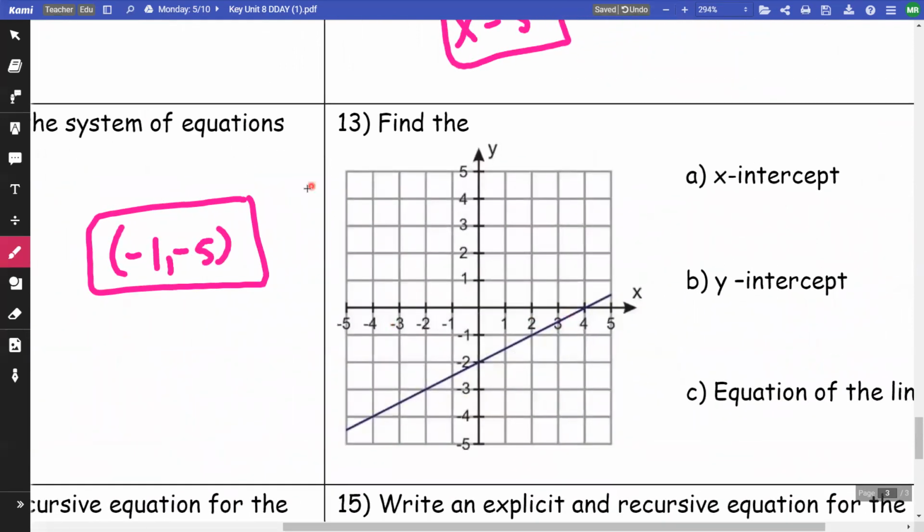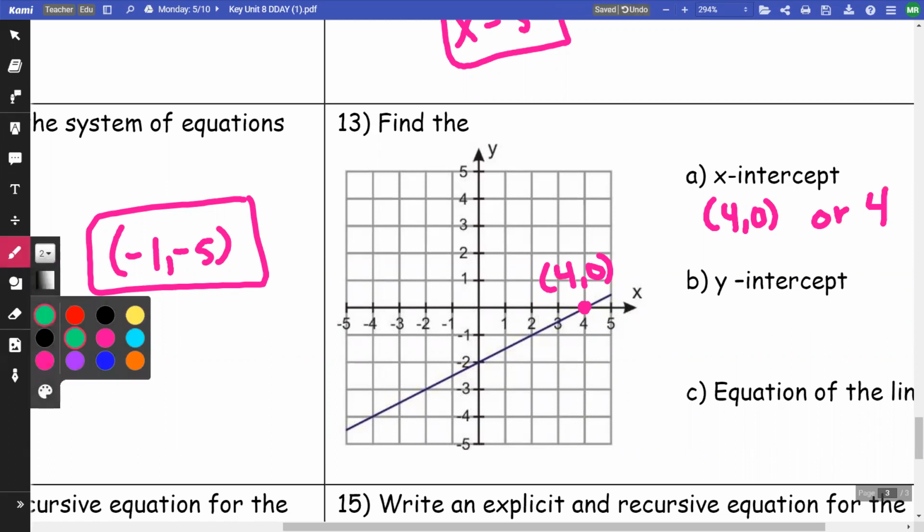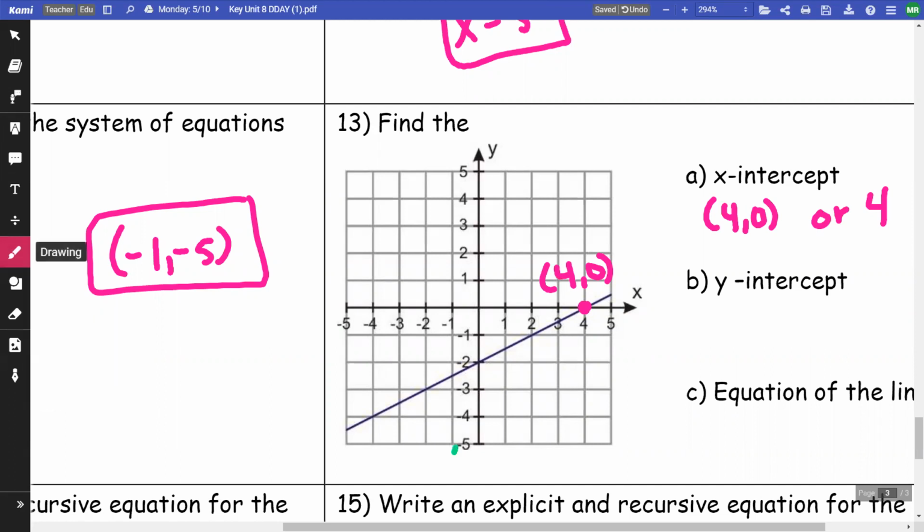Okay, on number 13. When you're looking for the x-intercept, it's where it crosses the x-axis. And it's this point here at 4, 0. So 4, 0, or if they just want the number, 4. The y-intercept is where it crosses the y-axis, which is here. That's at 0, -2. So that's 0, -2 or just -2.